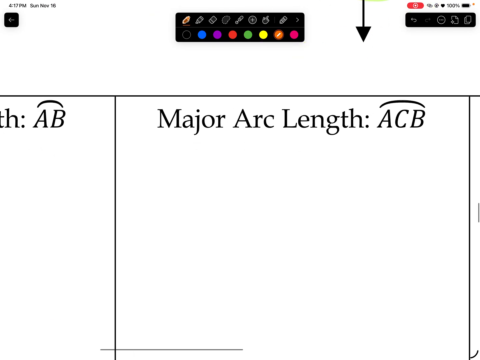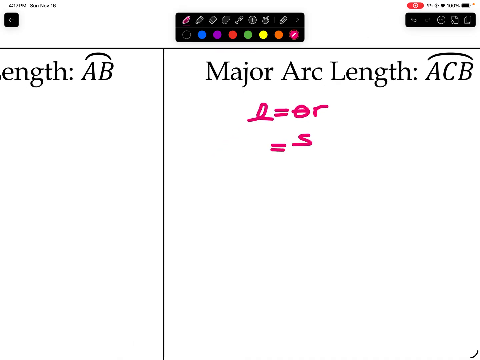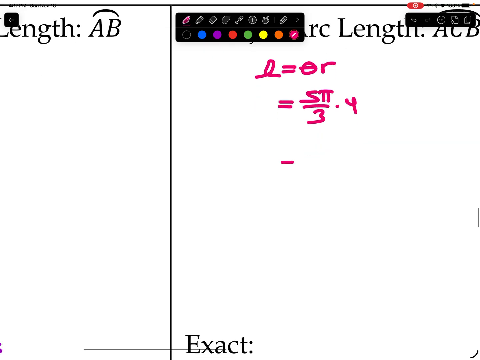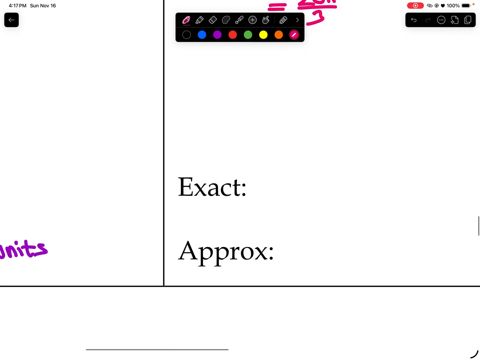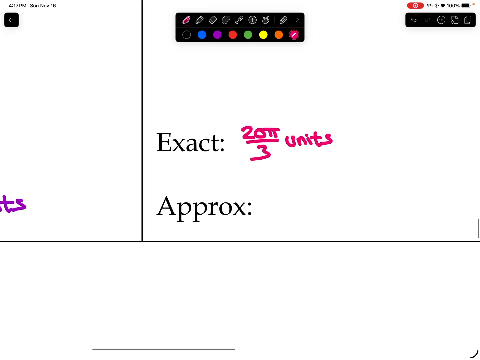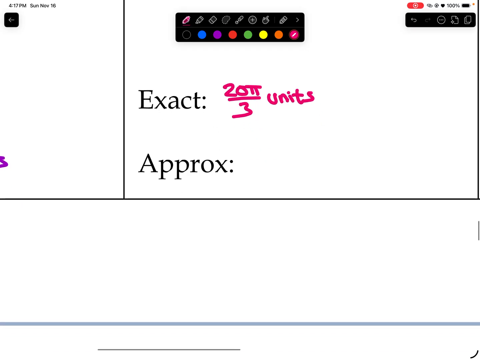So the major arc length in this case, as mentioned, is the central angle times the radius. So we know the central angle is going to be 5 pi over 3 times the radius, which in this case is going to be 4. So when you multiply, we have an exact value of 20 pi over 3. So exact will be 20 pi over 3 units. And then for the approximate, I want 20 pi over 3, which is going to be 20.944 units.